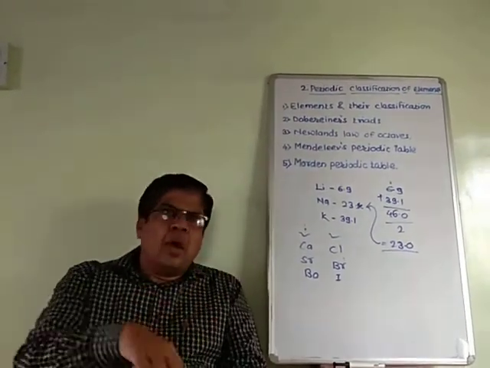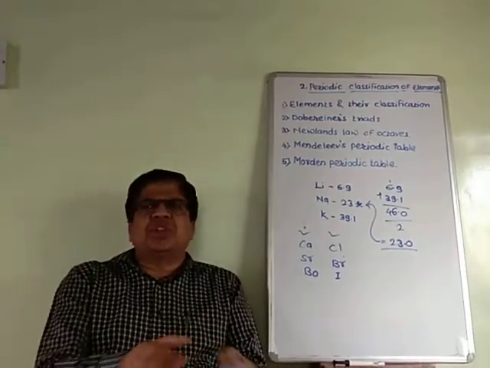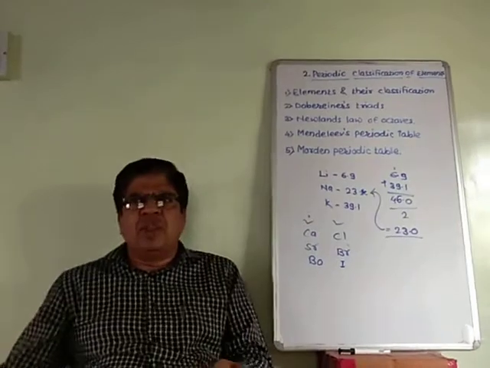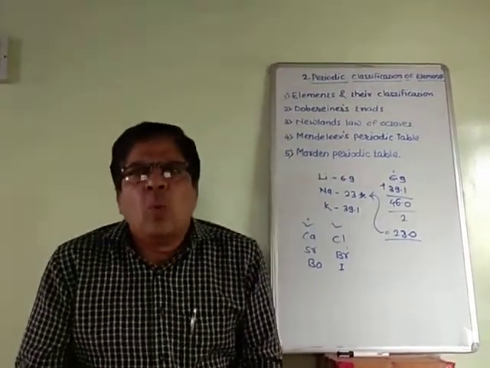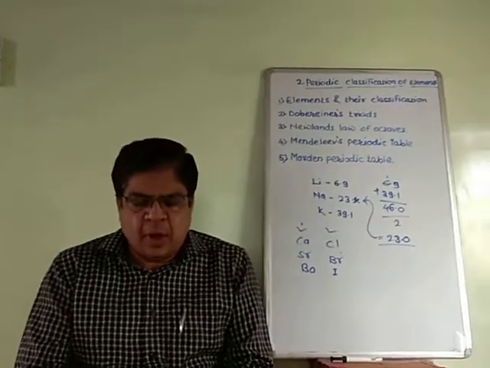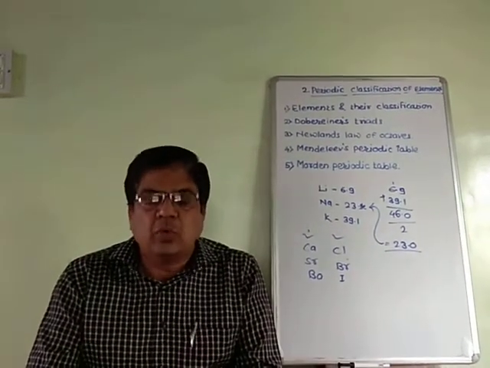Now, for easy understanding, we make a summarization of these lessons in short. A total of 118 elements are known to the scientific world.